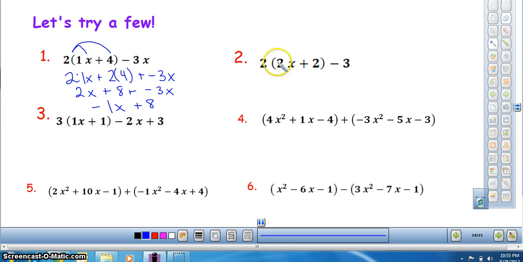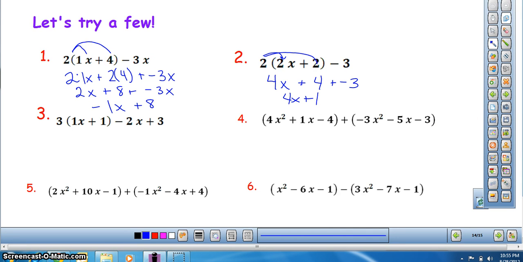In this next problem, 2 times 2x, and as you start doing the problem, some of you are going to do this step in your head. 4x plus, I like drawing the arrow to remind me that I have to have 4, not 2. And again, plus negative 3 or minus 3. 4x plus 1. You could also try number 3 if you would like.